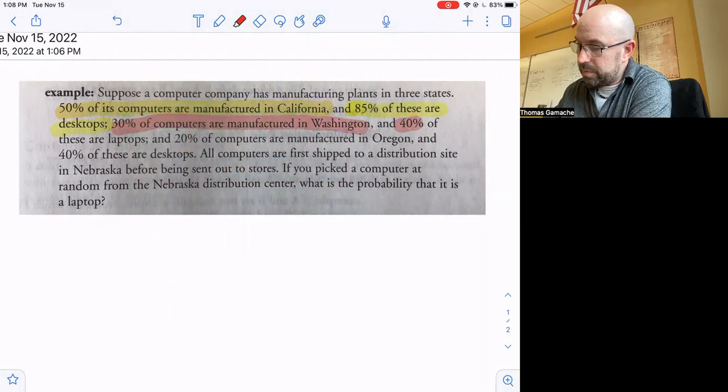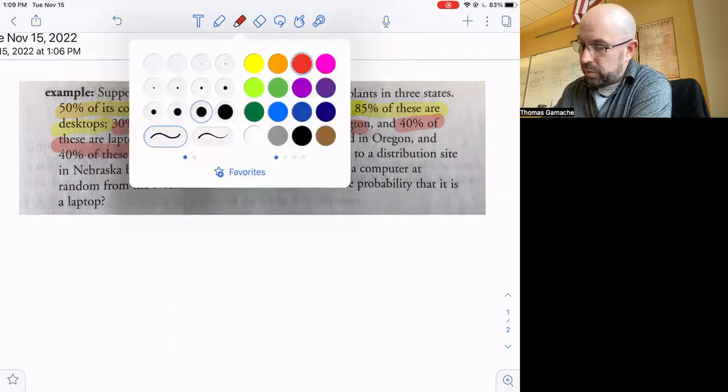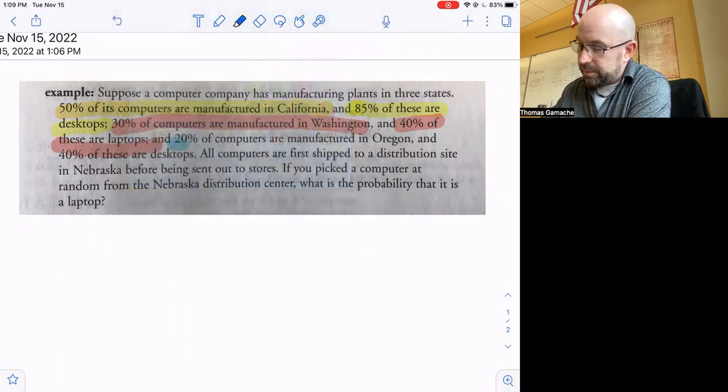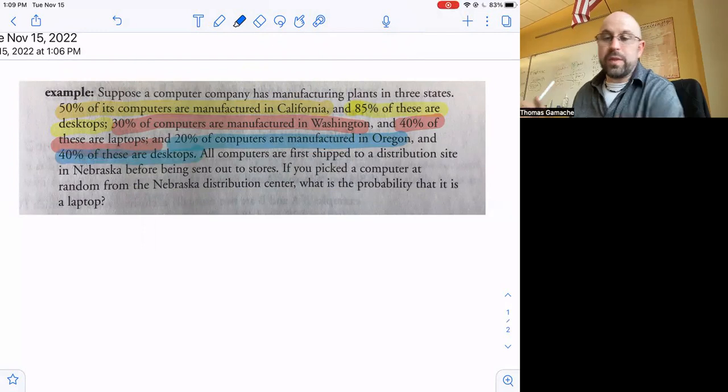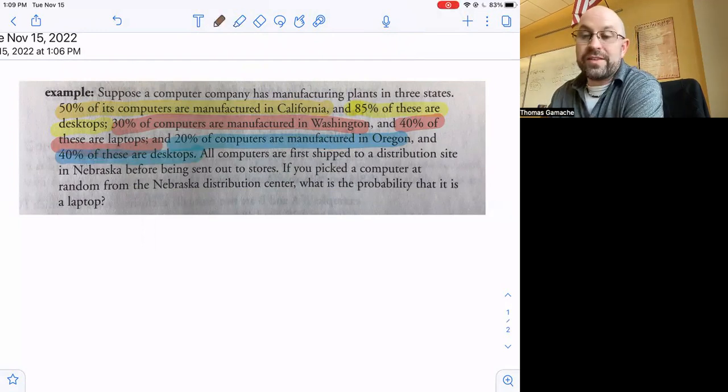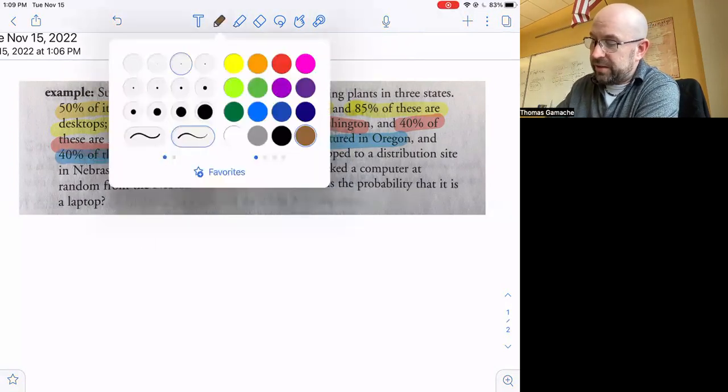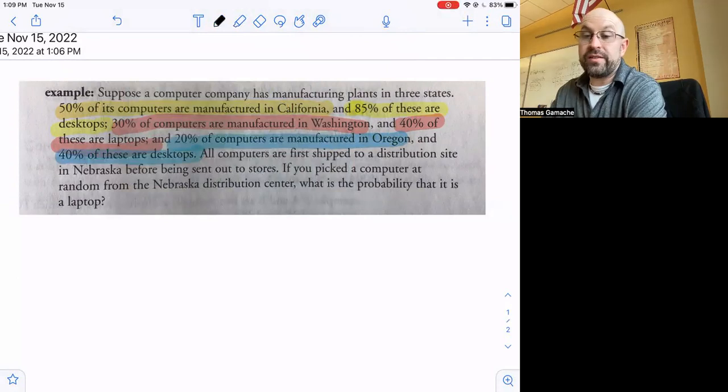And then I'm learning about Oregon here, which I'm going to highlight in blue. Oregon, 20% of computers are manufactured there, and 40% of these are desktops. It says all computers are shipped to a distribution site before sending out to stores. Before I even address this question, I want to start calculating some probabilities, and then I can address my question. It looks like I've got some conditions set here. I'm starting with California, and within California, I know 85% of those computers are desktops.